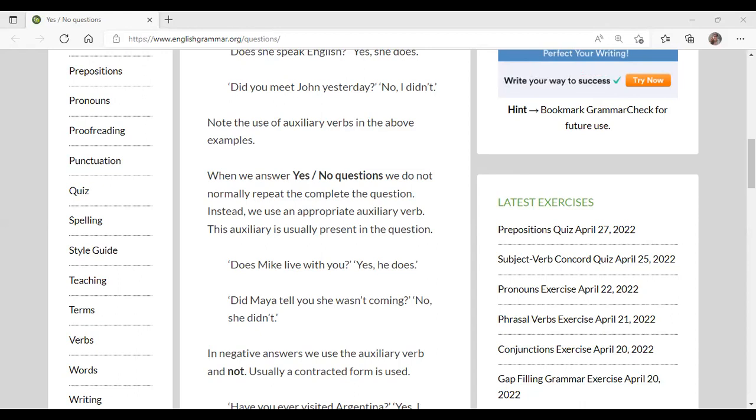Very good. O Wendy nos dice, I don't know how to play any instrument. También es correcto. I don't know how to play any instrument. Muy bien. Y do you enjoy watching TV?